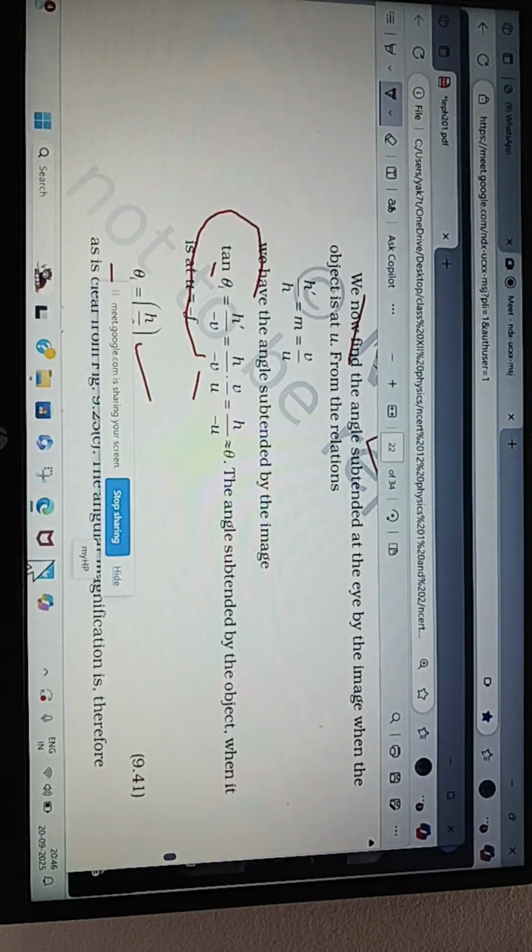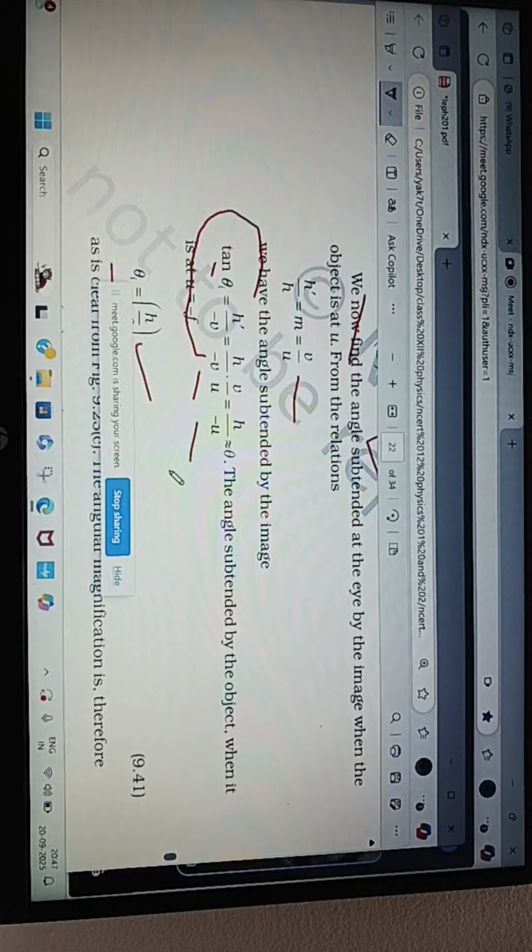So H dash by H is equal to V by U, you will get, sir. This H dash you have taken. What is H dash? H dash is equal to, from this equation, H dash is equal to V by U. That is substituted. H into V by U minus. So here V gets cancelled. You will get finally this.